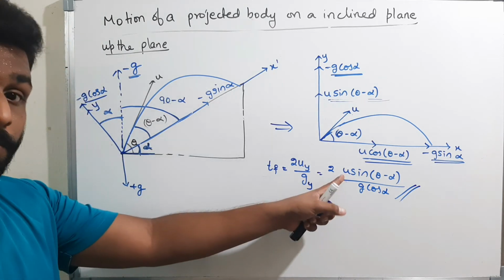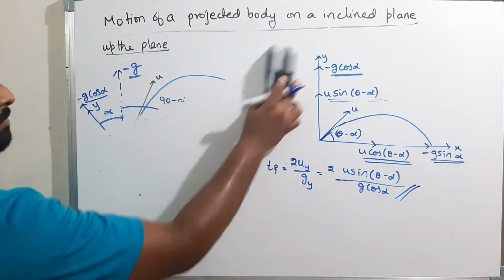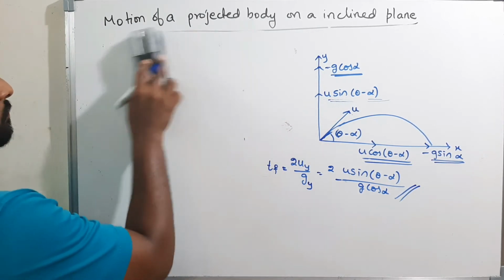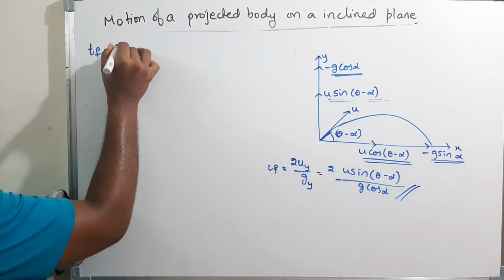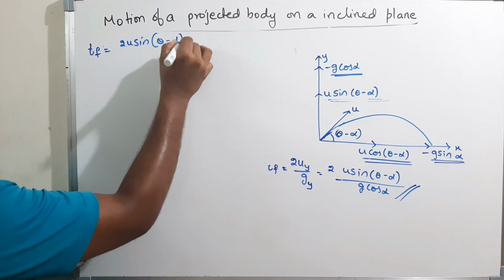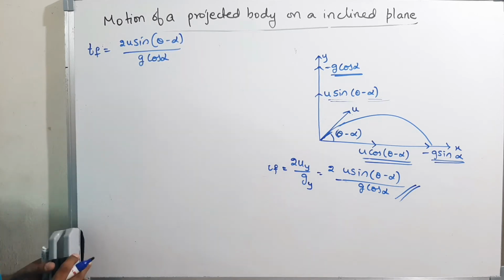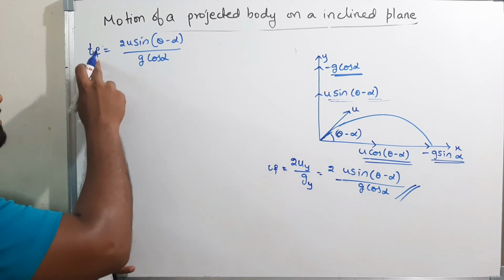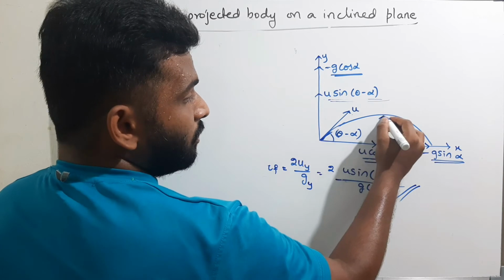Now I got the time of flight. Well and good. Now see here, the time of flight I got as 2u sin(theta minus alpha) by g cos alpha. Now, what is the maximum height reached by the body?